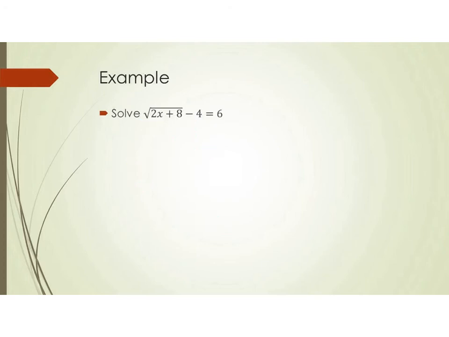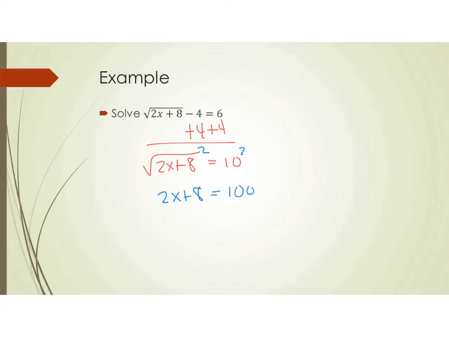And last one, if I have a radical with something else on the same side, get rid of it. Let's add the 4. So we're going to have the square root of 2x plus 8 equals 10. Then to get rid of that square root, we're going to square both sides. So we get 2x plus 8 equals 100. And then just solve for x. So 2x equals 92. Divide by 2. x equals 46.